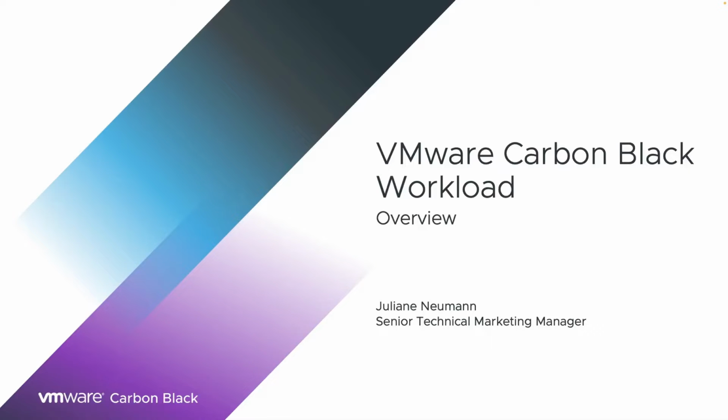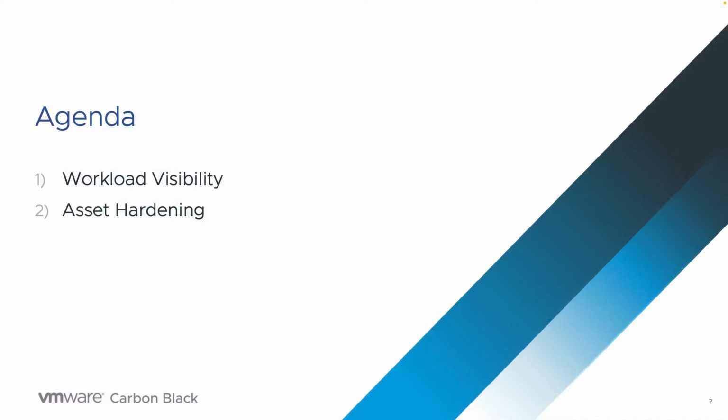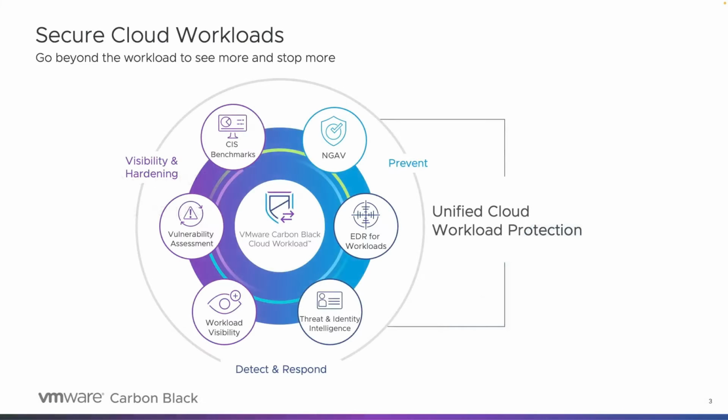In this video, I will highlight the most important differentiators of VMware Carbon Black Workload. You will understand how to get visibility into all workloads, no matter if those are managed on-premise by vCenter or if you are hosting public cloud workloads on AWS, Azure, or GCP. As well, we will look into hardening the environment, making sure that assets are healthy across your organization and also compliant to your company policy.